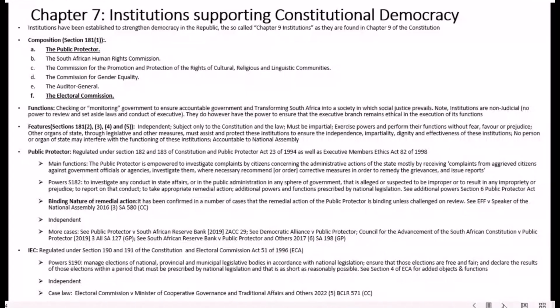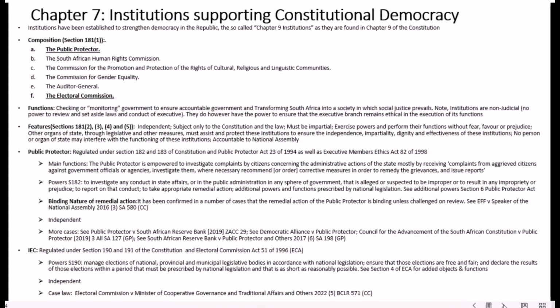And then moving on to institutions supporting constitutional democracy. Institutions have been established to strengthen democracy in the Republic, and these are the so-called Chapter 9 institutions, as they are found in Chapter 9 of the Constitution. That's why I refer to them as the Chapter 9 institutions, and they comprise the following: the Public Protector, the South African Human Rights Commission, the Commission for the Promotion and Protection of the Rights of Cultural, Religious and Linguistic Communities, the Commission for Gender Equality, the Auditor General, the Electoral Commission.